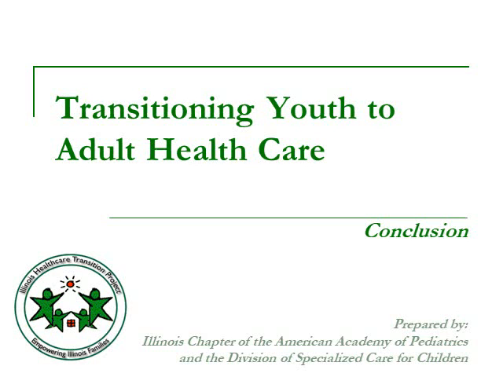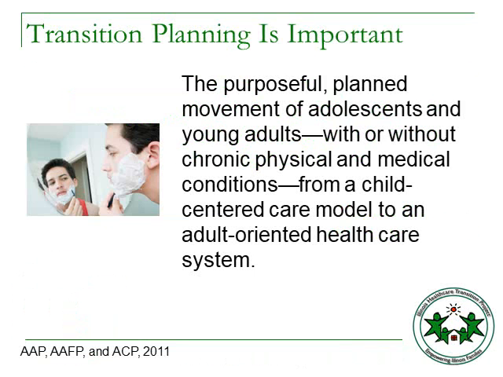We are nearly to the end of the Transitioning Youth to Adult Care course. Let's recap some key points. Every individual at every age needs medically and developmentally appropriate care. Transition planning is the purposeful, planned movement of adolescents and young adults with or without chronic physical and medical conditions from a child-centered care model to an adult-oriented healthcare system.